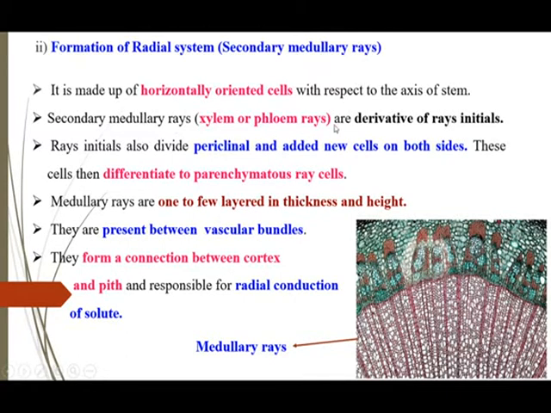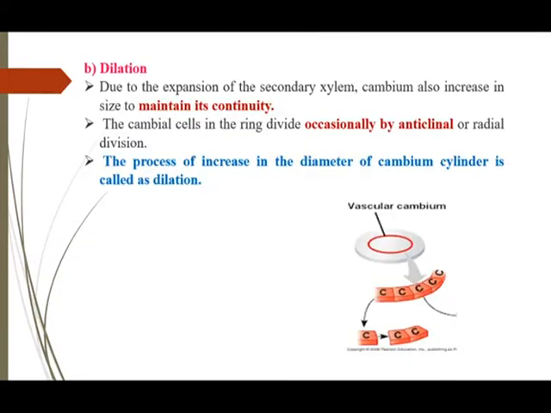Secondary medullary rays are derivatives of ray initials and they divide periclinally, forming parenchymatous rays. These radial systems are involved in the radial conduction of solute. The second process in the activity of vascular cambium is dilation. Due to the expansion of the secondary xylem, cambium also increases in size to maintain its continuity, and this is done by anticlinal division or radial division. The process of increase in diameter of the cambium cylinder is known as dilation.